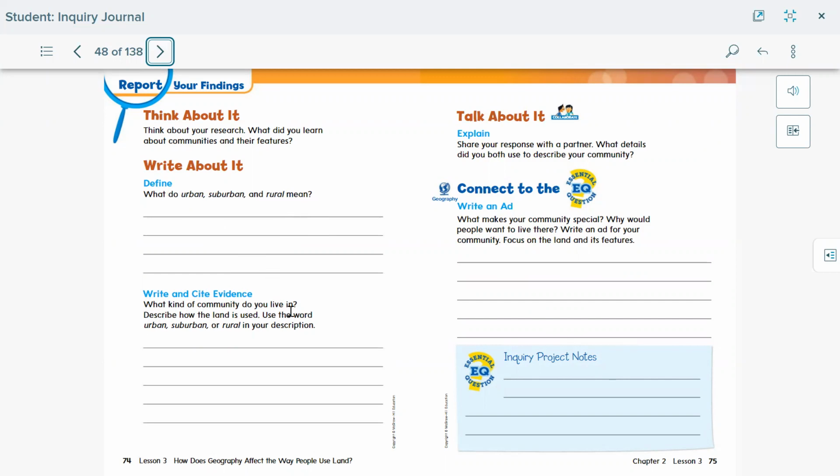What kind of community do you live in? Describe how the land is used. Use the word urban, suburban, or rural in your description. So if you're living in an urban area, which is like a city, you can describe that you're living in a busy street, or busy area, that you have lots of streets, lots of tall buildings, and few parks nearby.